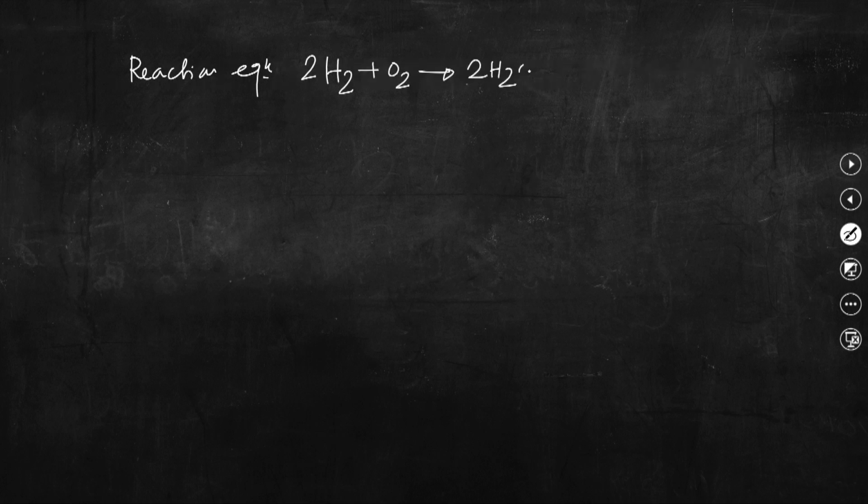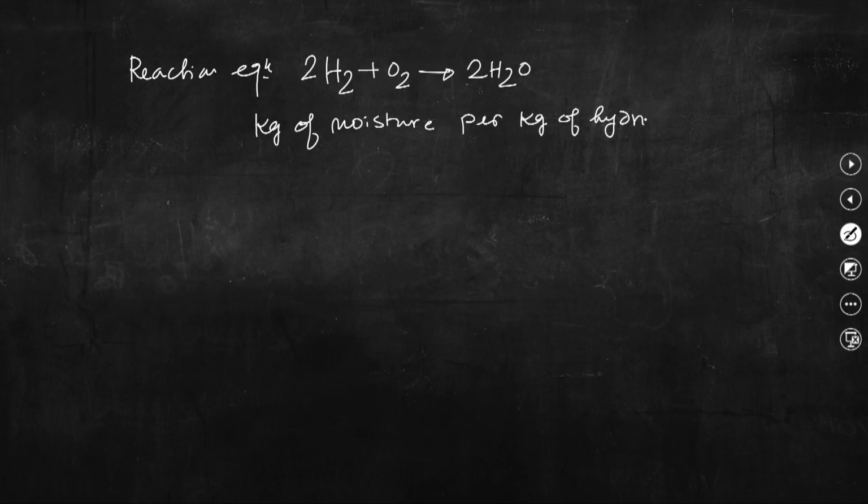So, now let us write the reaction equation. For H2, twice H2 plus O2 equal to twice H2O. From this equation we can tell the kg of moisture per kg of hydrogen is essentially 9, that we can see, right.